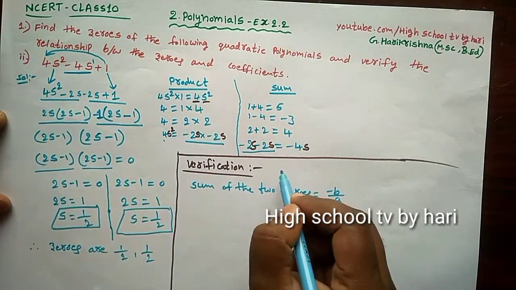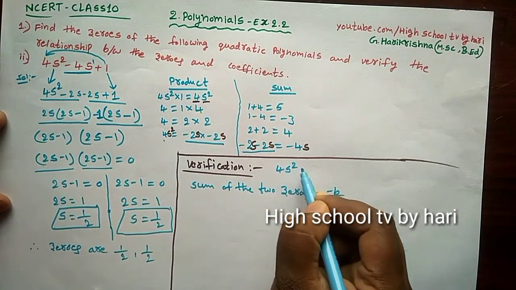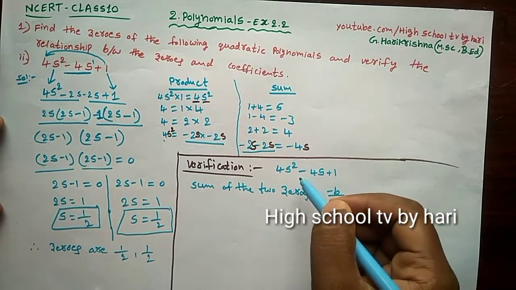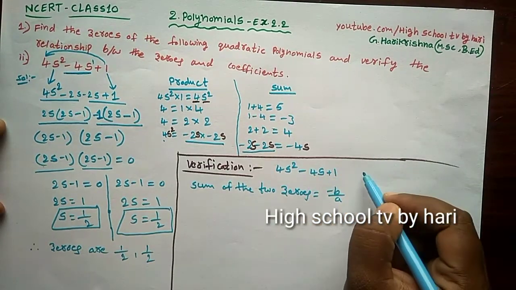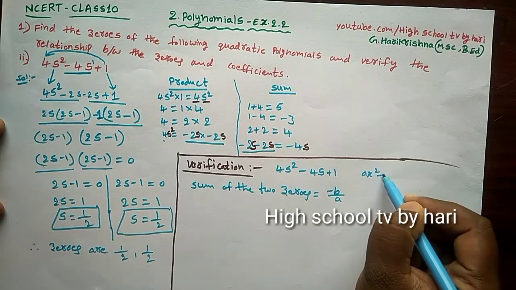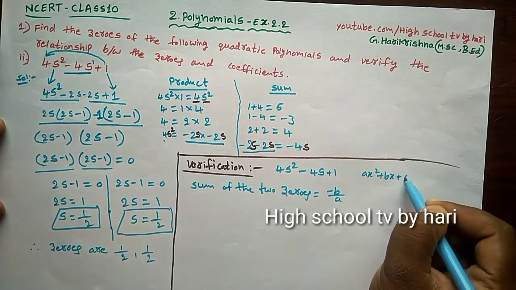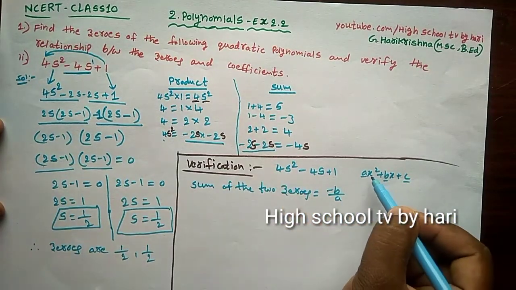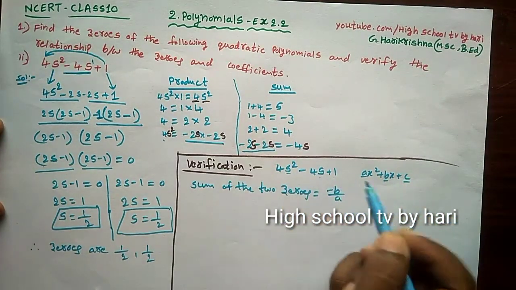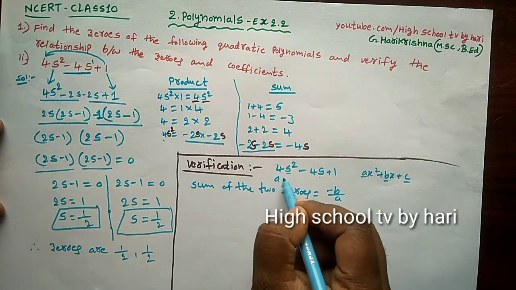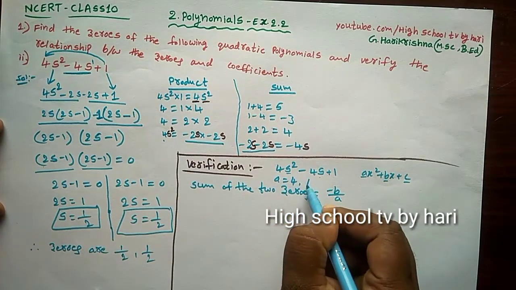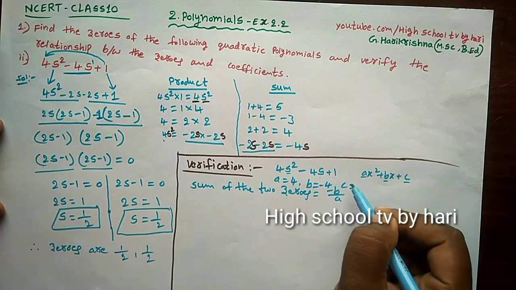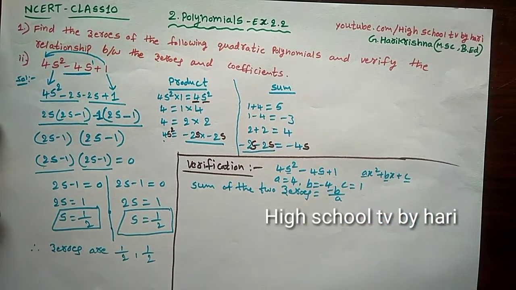Actually, what is the polynomial? The given polynomial is 4s square minus 4s plus 1. Comparing this given polynomial with ax square plus bx plus c, a, b, c are the coefficients. In the place of x, here it is s. So a is equal to 4, b is minus 4, the coefficient of s, and c is a constant, plus 1.